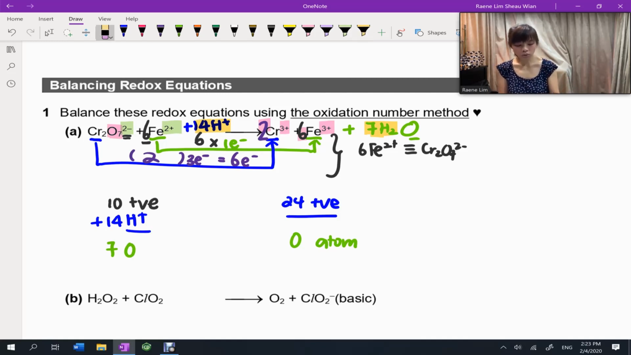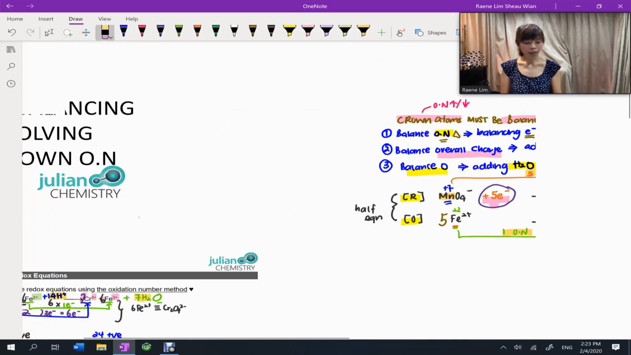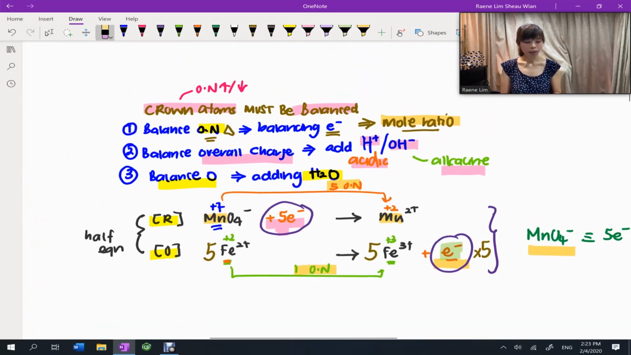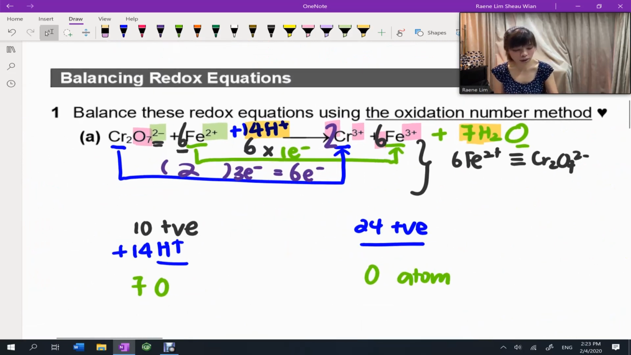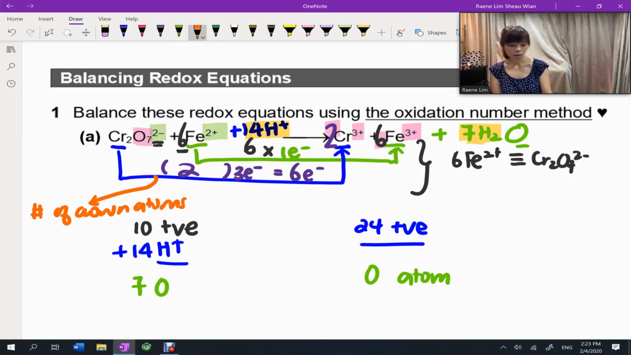So let me just use these and recap the steps for a while. Number 1, balance your chromium atom, right? Count the oxidation number, balance the electrons. So make sure when you balance the electrons, especially for atoms that have more than one chromium atom, the way to calculate this is the number of your chromium atoms multiplied by the oxidation number change. That way you get the total number of electrons that is gained or lost for that particular half equation, right?